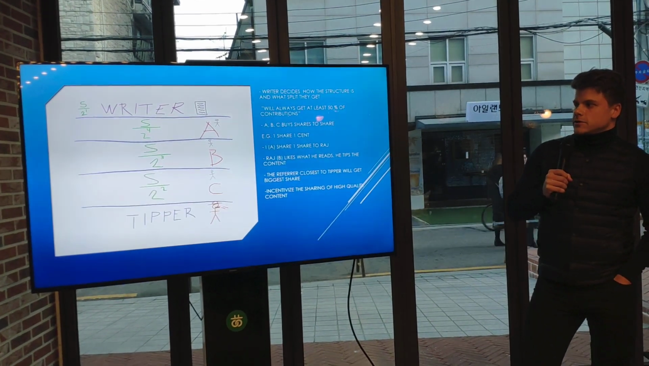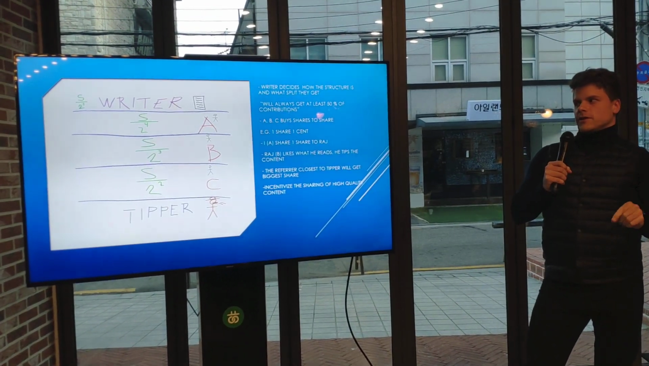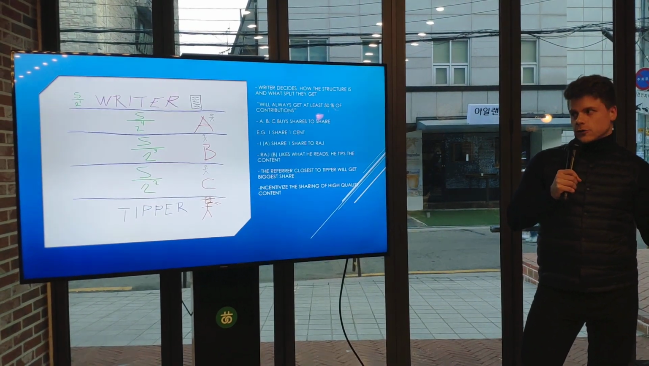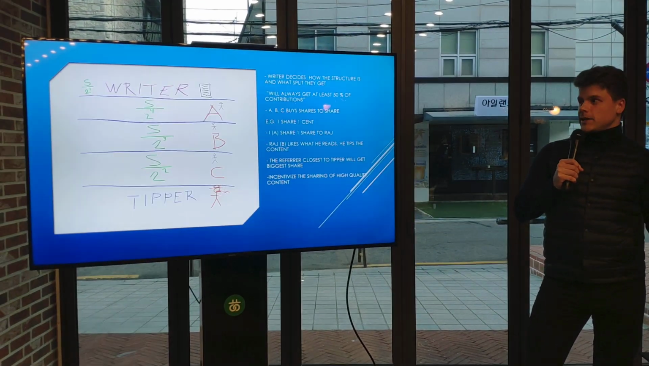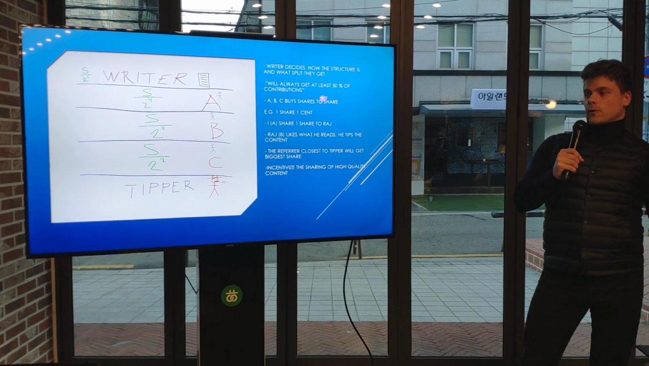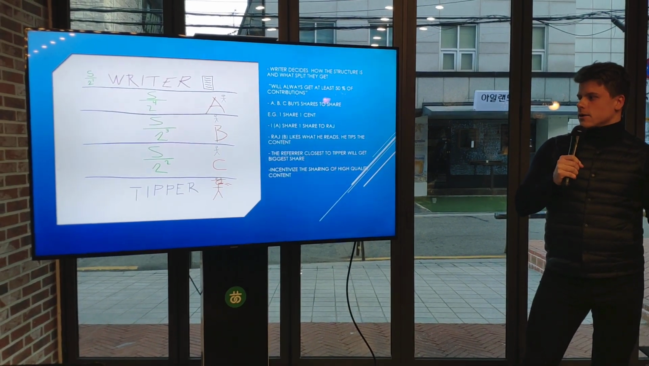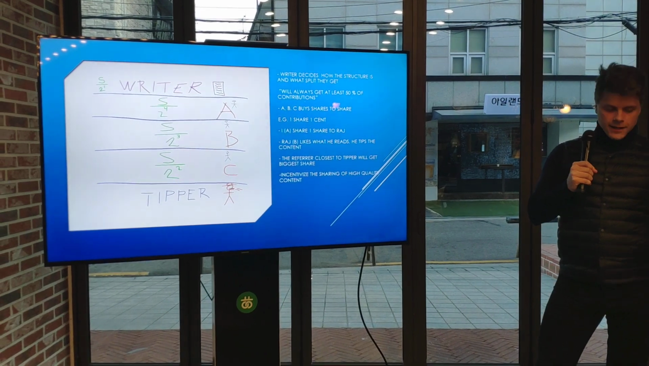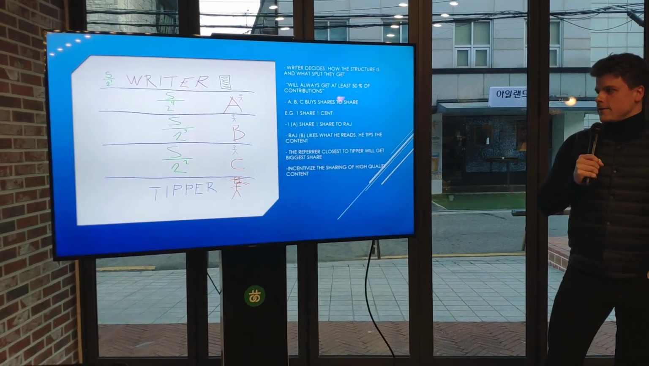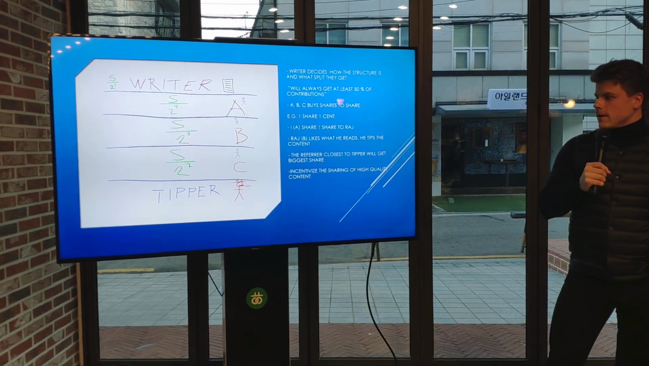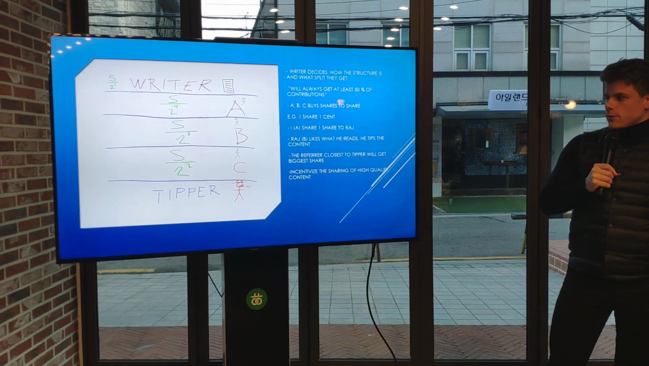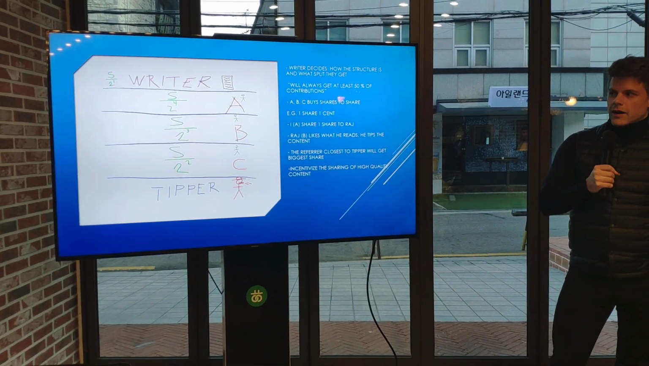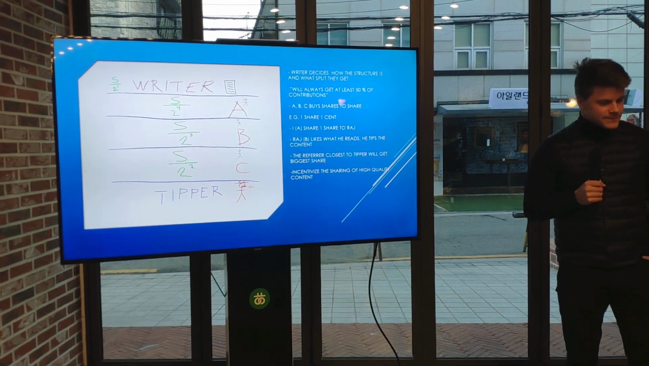So basically it goes deeper and deeper and deeper. When Raj also likes the content, he tips, and it also means that he gets a share. So yeah, he will get a bigger share than I will get because he's closer to the tipper. And yeah, we hope that this will incentivize sharing of higher quality content.